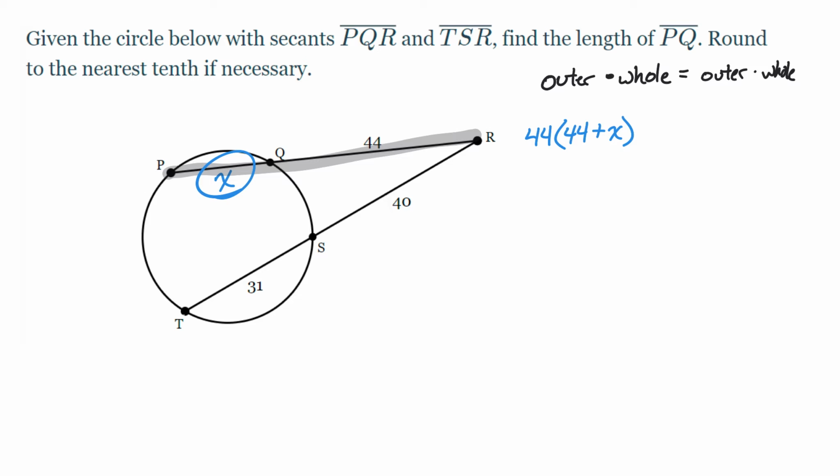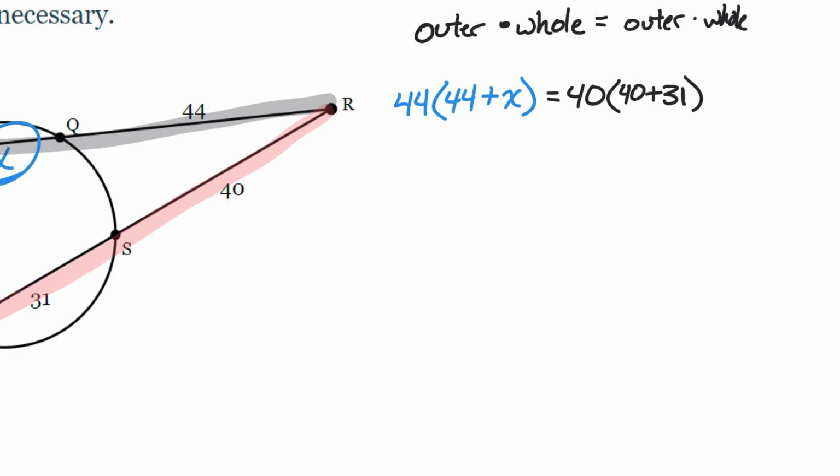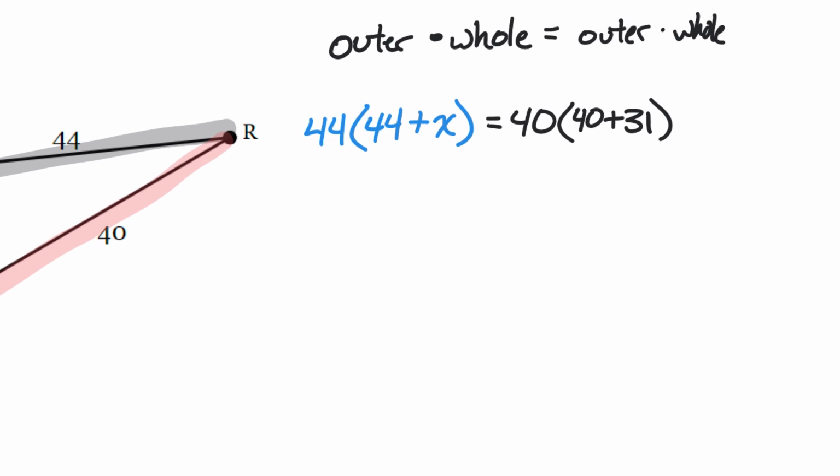Now the other line, the other secant line, the outer segment, in this case is 40, and that is equal to the entire segment. We're going to write this out for right now, but you can do this work either in your head or on a calculator. So the entire segment would be 40 plus 31. We'll zoom in and take a better look at this equation here.